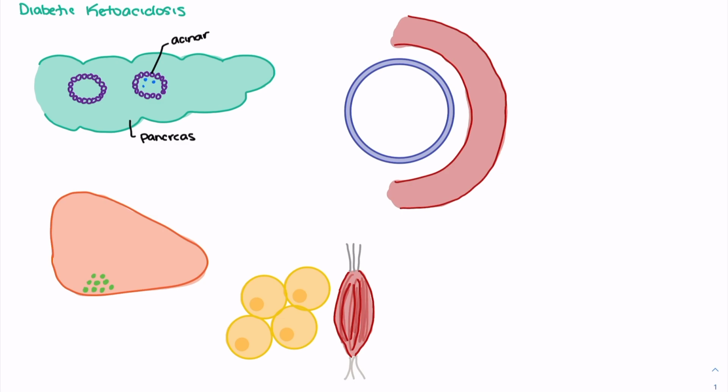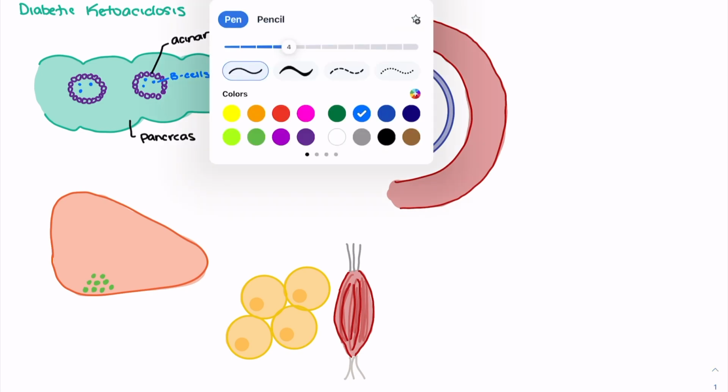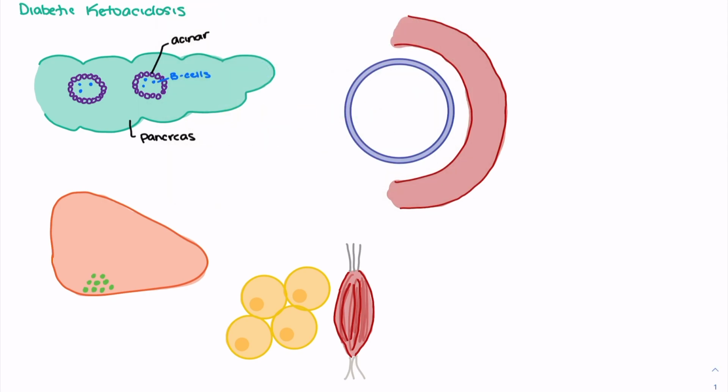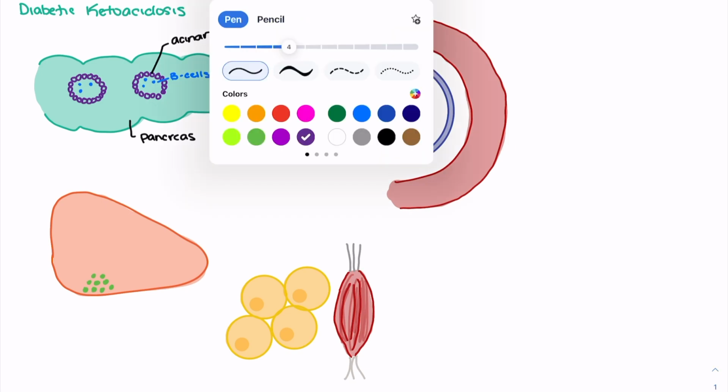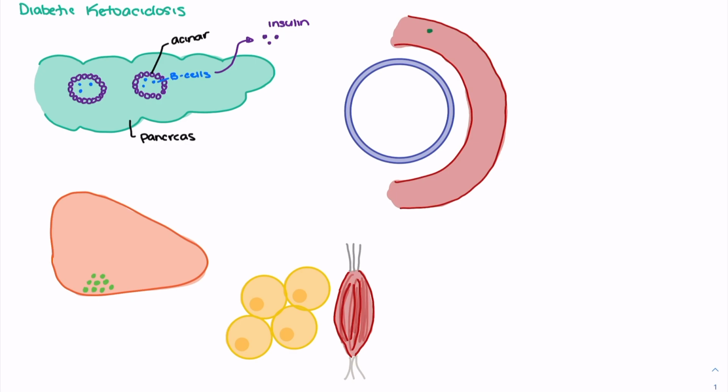So these little blue guys here are going to be our beta cells. Within these little islets of Langerhans, we have our beta cells, and the beta cells are responsible for releasing insulin. So typically what happens is when we recognize an increase in blood glucose levels, the beta cells will release the hormone insulin. And insulin's job is to store glucose. We'll use green to indicate glucose in the blood here, so say that these green circles are glucose in our blood.